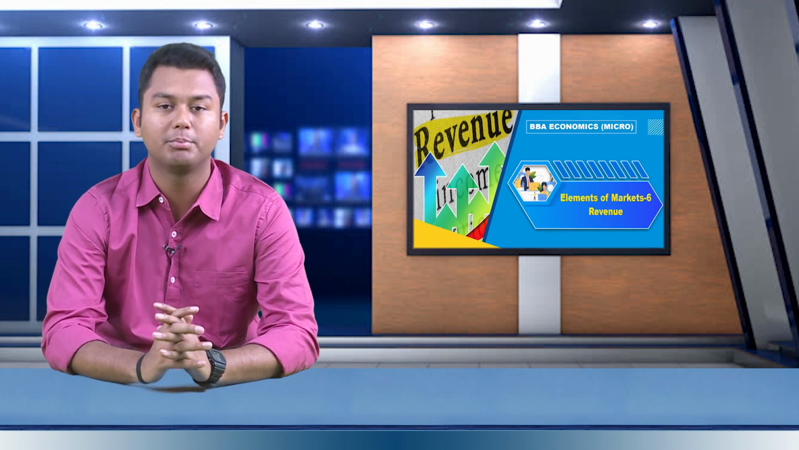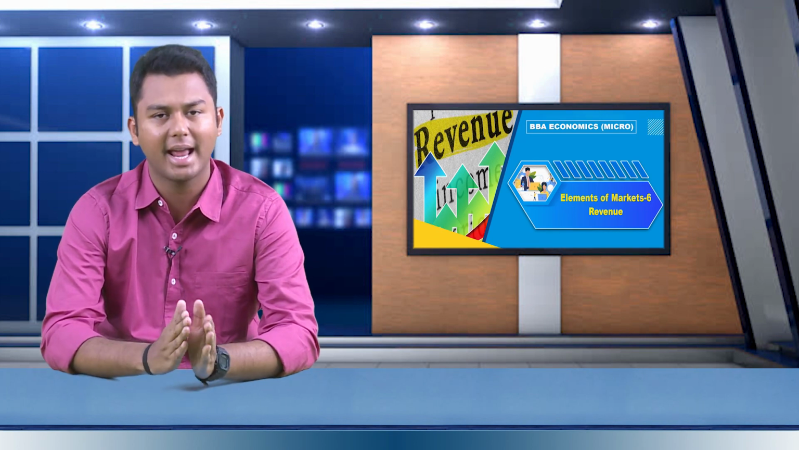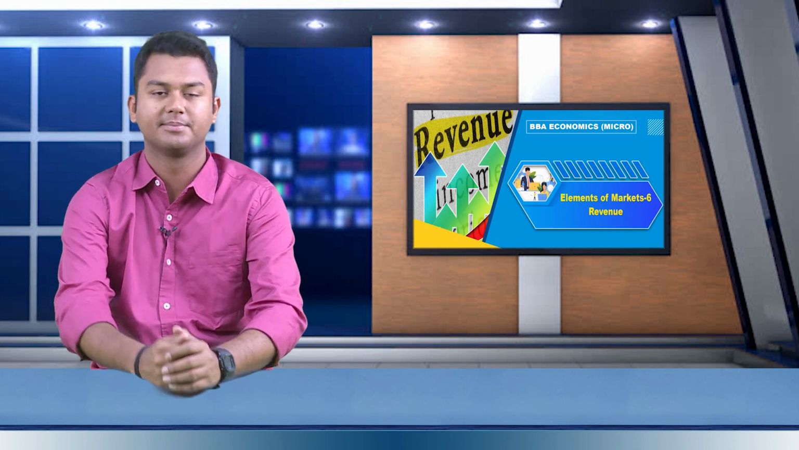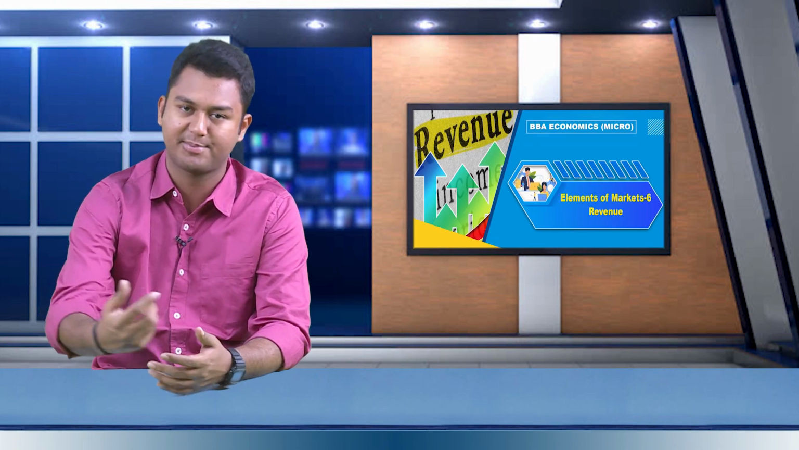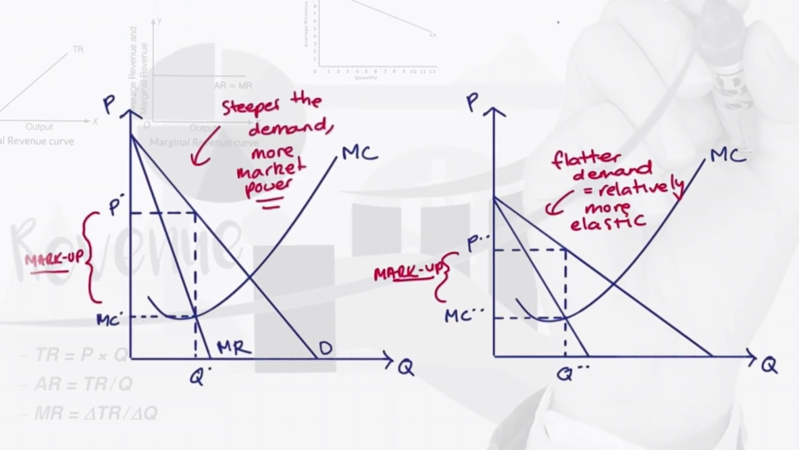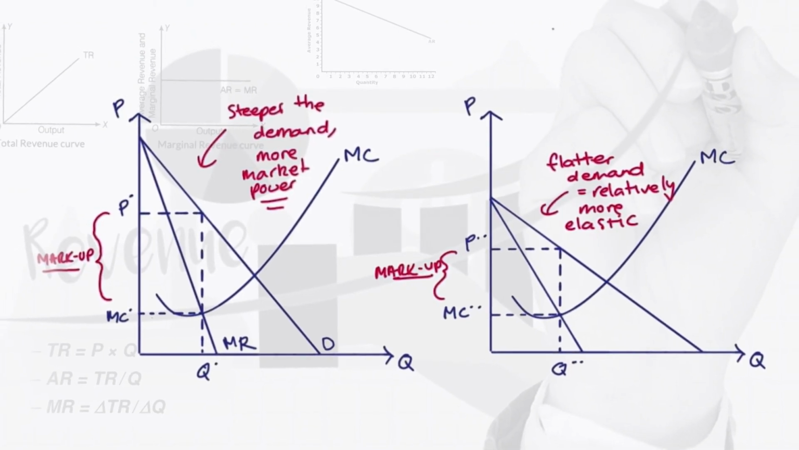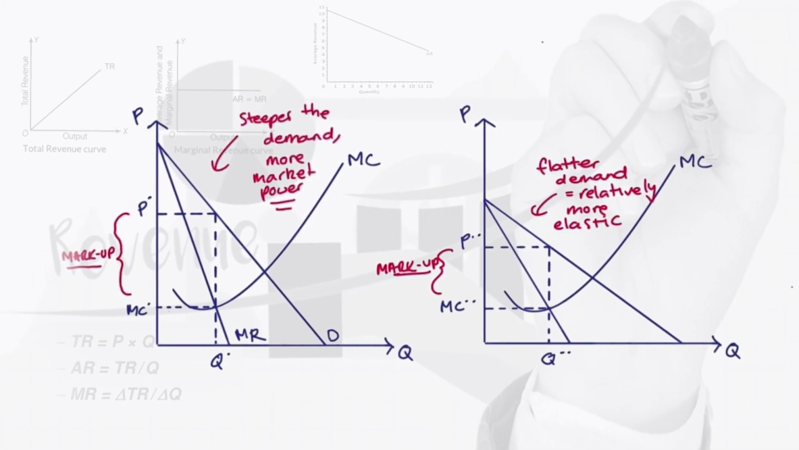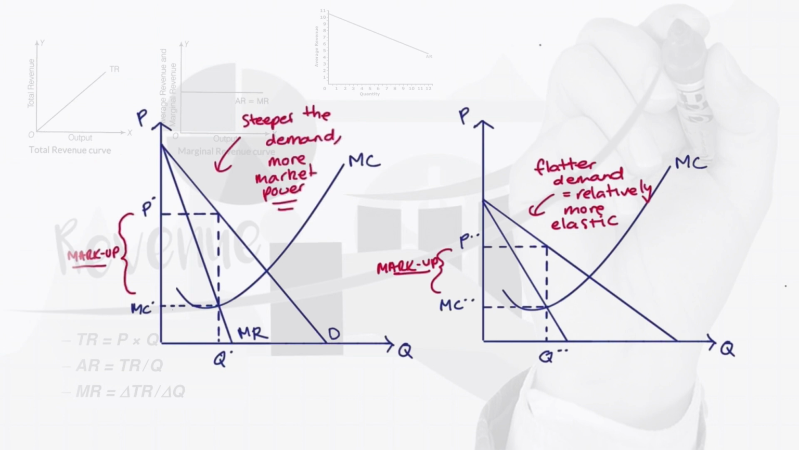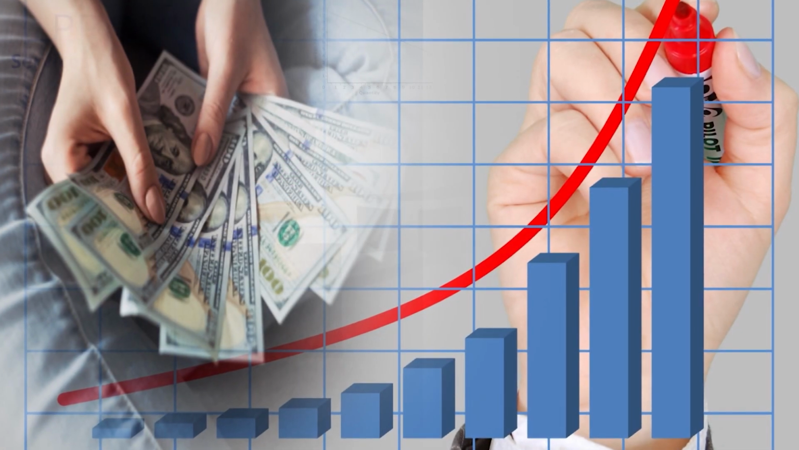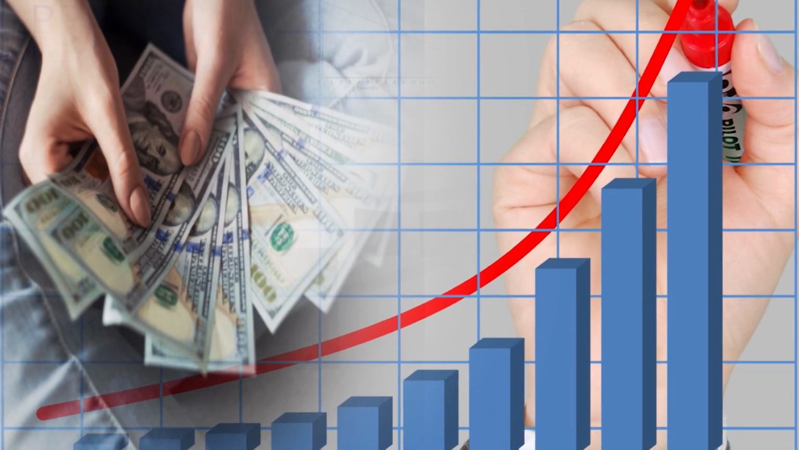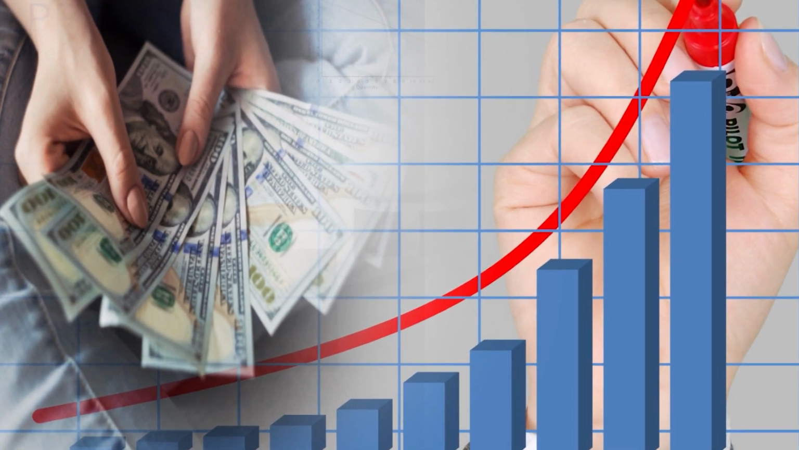Firms aim to produce up to a point where MR, that is marginal revenue, equals the marginal cost, as this maximizes profit. Understanding marginal revenue allows firms to set price strategically, thus ensuring they do not sell additional units at a loss. By analyzing marginal revenue, firms can identify a point where total revenue can be maximized.